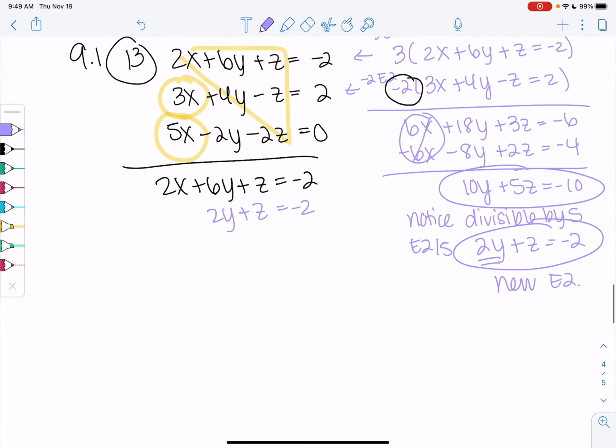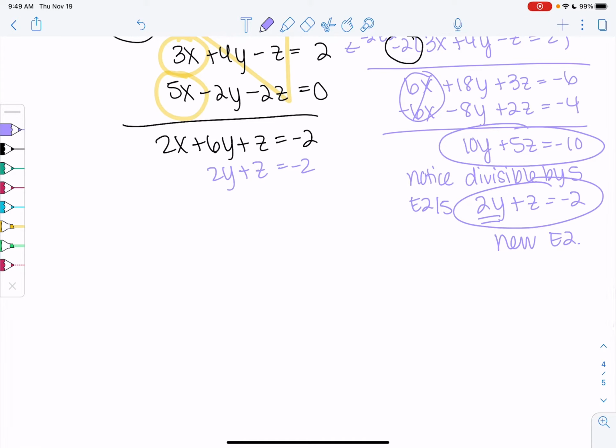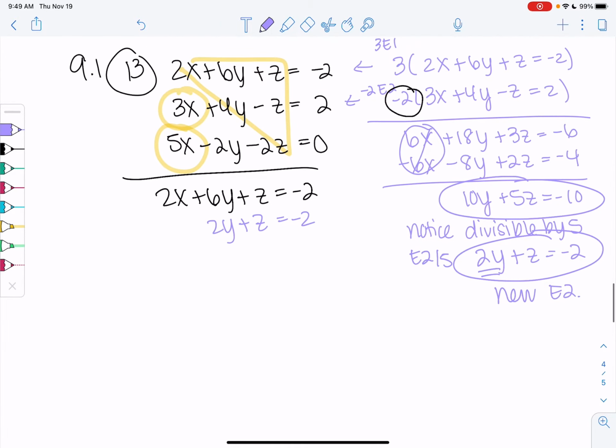You technically could divide by 2 and get fractions, but we're not going to do that. You can divide by anything as long as you divide everything. But 5 is nice because everything was divisible by 5. All right, and then for E3, I'm going to multiply by 2 and multiply by -5.